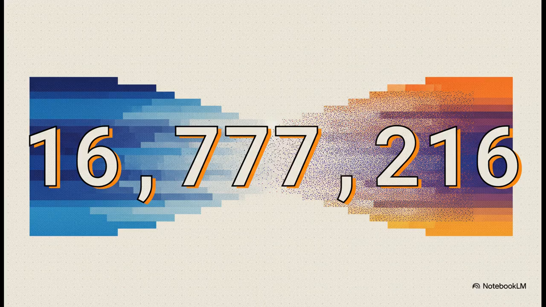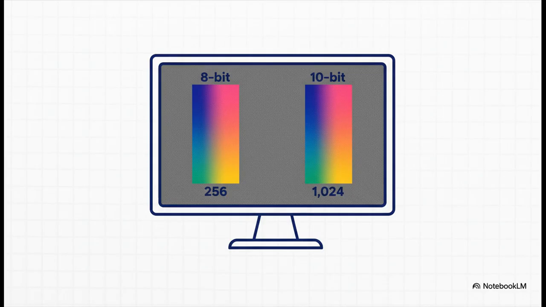Now, that sounds like a ton, right? But when you have to stretch those colors across a giant, super subtle gradient, like a sky, you can literally run out of shades. And here's where it gets really interesting.